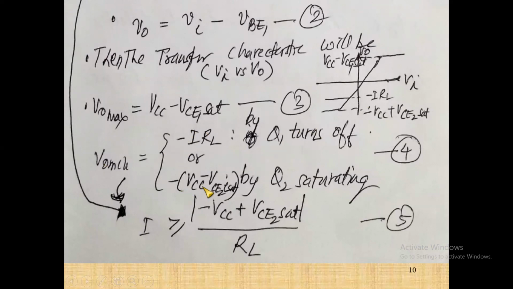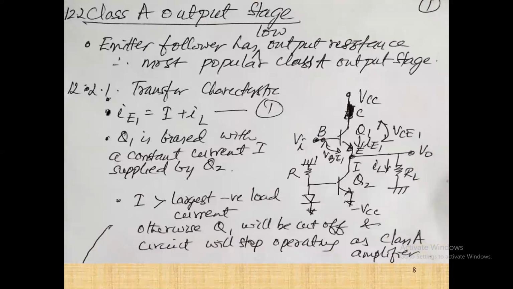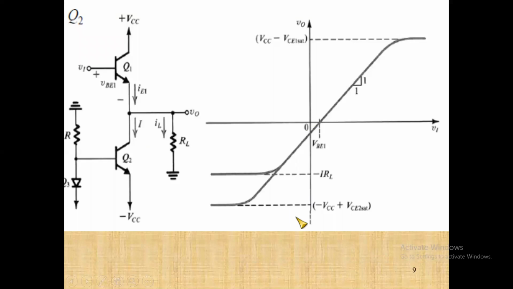Or it can be minus VCC plus VCE sat, which is decided by Q2 saturating. If Q2 saturates over here, then the voltage across it will be VCE sat, and hence we have minus VCC here. So that will be the value. That is what is mentioned over here: minus of VCC minus VCE sat is decided by Q2 saturating, and that is written over here, minus VCC plus VCE sat.